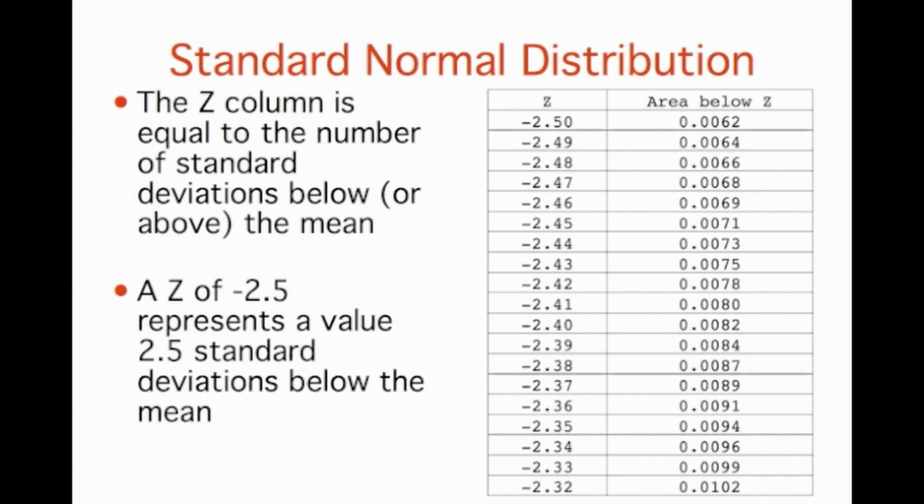For example, a Z of negative 2.5 represents a value 2.5 standard deviations below the mean. The area below Z is 0.0062. This means that 0.0062 of the distribution is below negative 2.5.